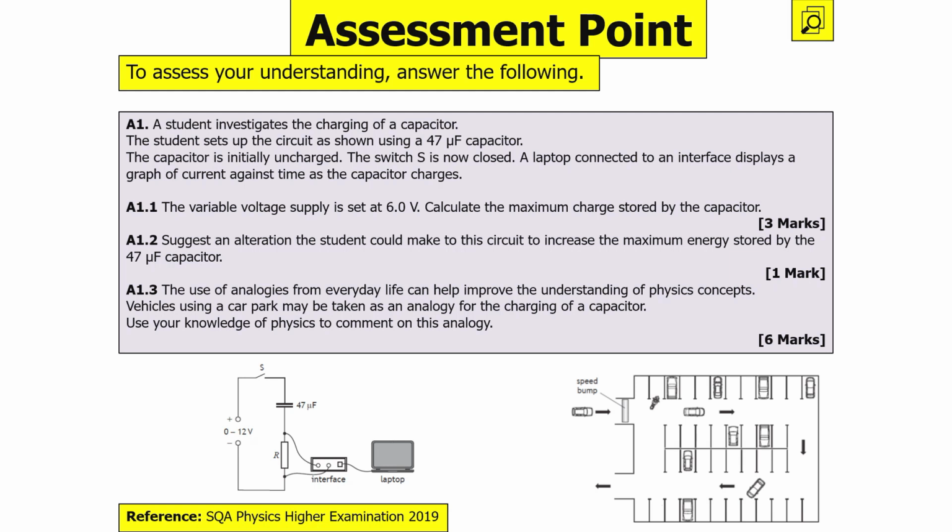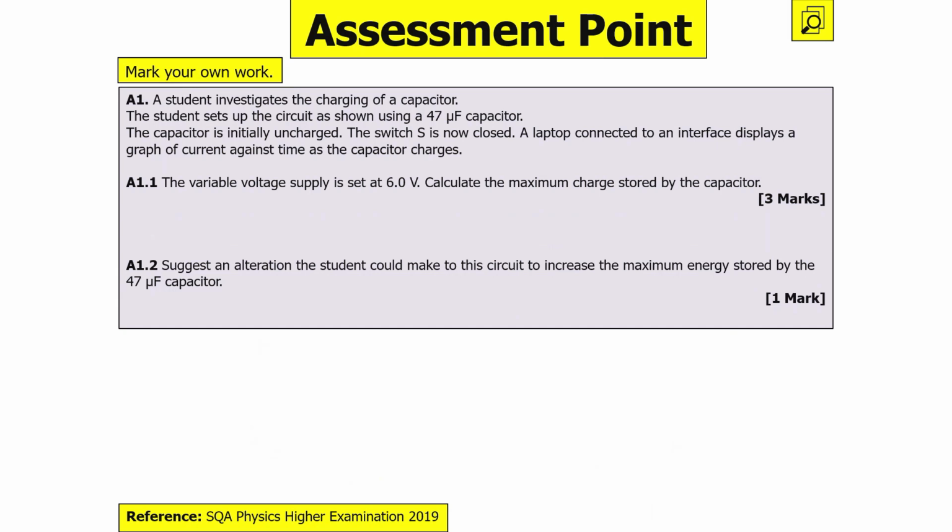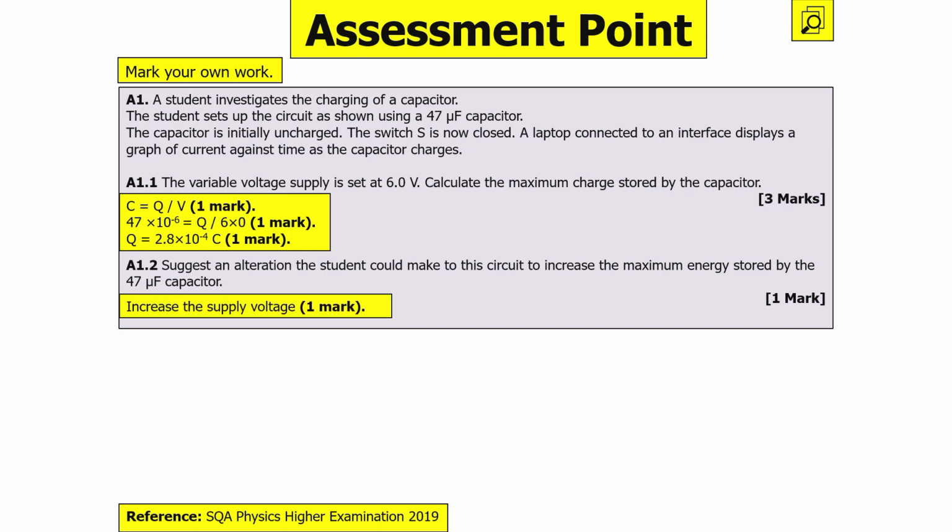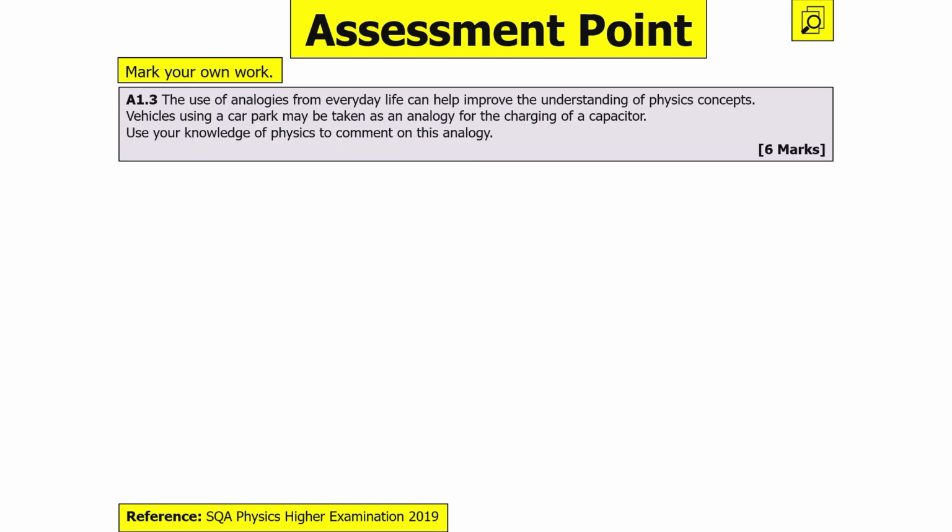Right, what do we know in our first question? C is equal to Q over V. We've got C, we've got V, so therefore we can work out Q, and that is going to be equal to 2.8 times 10 to the minus 4 coulombs. Now how could you increase the maximum energy stored? Without changing the capacitor, the easiest way is to increase the supply voltage, as E is equal to a half CV squared.